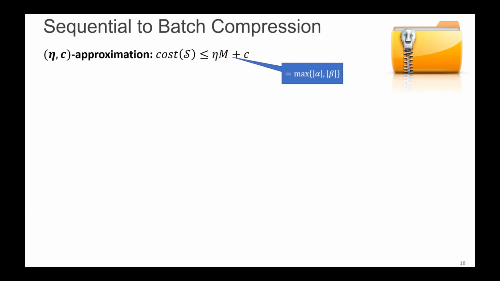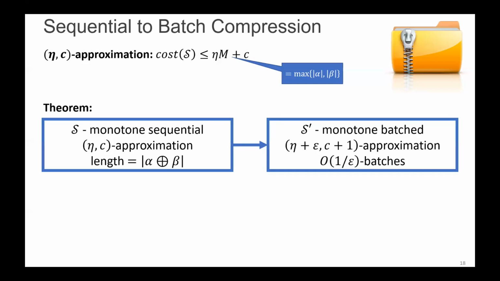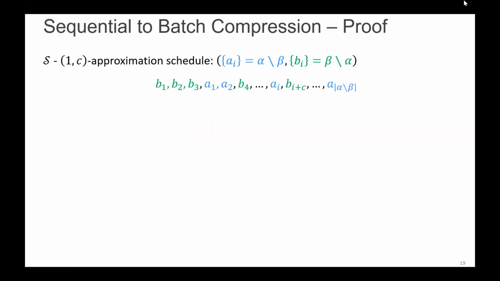And you can define these approximation costs for sequential schedules and for batch schedules. Our theorem says that if you have a monotone sequential schedule which achieves an approximation, then we can create a monotone batch schedule with just order of 1/epsilon batches. And we only use 1 in the additive factor here and an epsilon in the multiplicative factor of the approximation. Let's go through the core ideas of this proof.